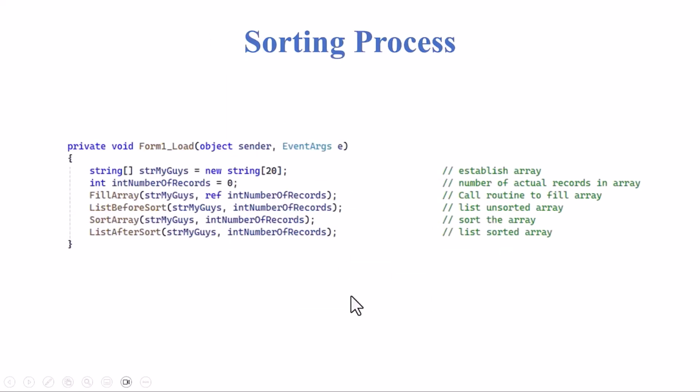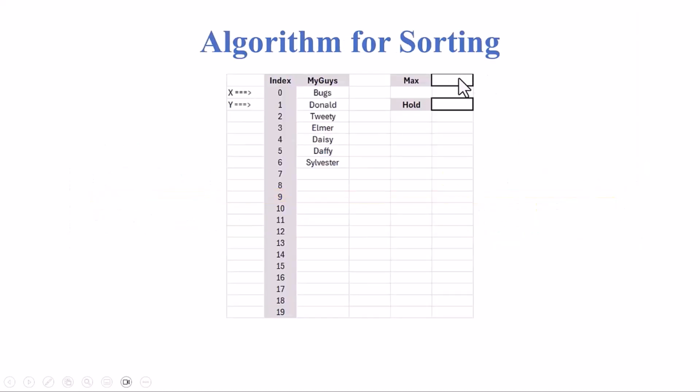Now, if you're going to set up a routine like this, I do this. The example we're going to see is done in form load, and basically we have an array called my guys, and it's going to be 20 long, like we just saw. It's going to have number of records equal to 0. Well, we don't know how many there are, so we're going to fill the array with my guys, and then take a reference and get that number so we know how many records there are actually there. That's going to get max for us. It's going to put the guys into the array right here.